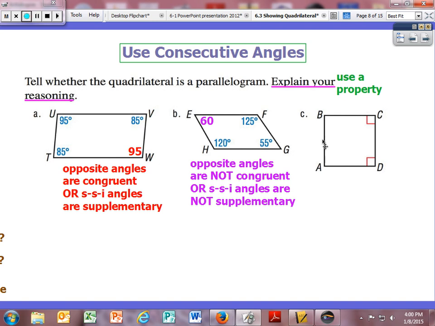Okay? Alright, for this one, we only have two angles. Now they're both 90-degree angles, but we're missing something. We're missing angle B and we're missing angle A. Okay, so simply, there's not enough information here to decide. Alright, we don't know if this is a parallelogram or not because we have no information about A or B. We would need a little bit more info to decide there.